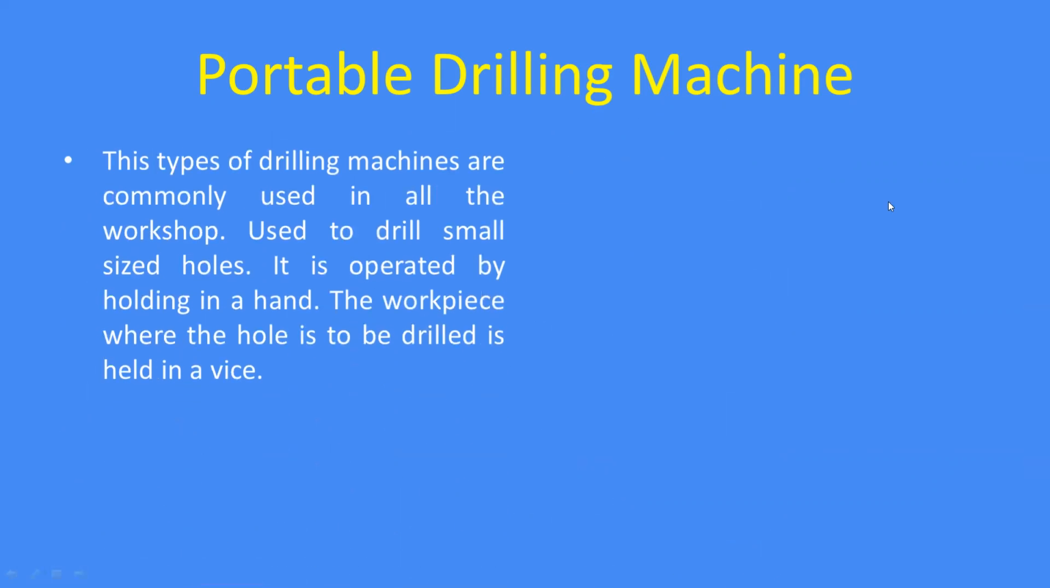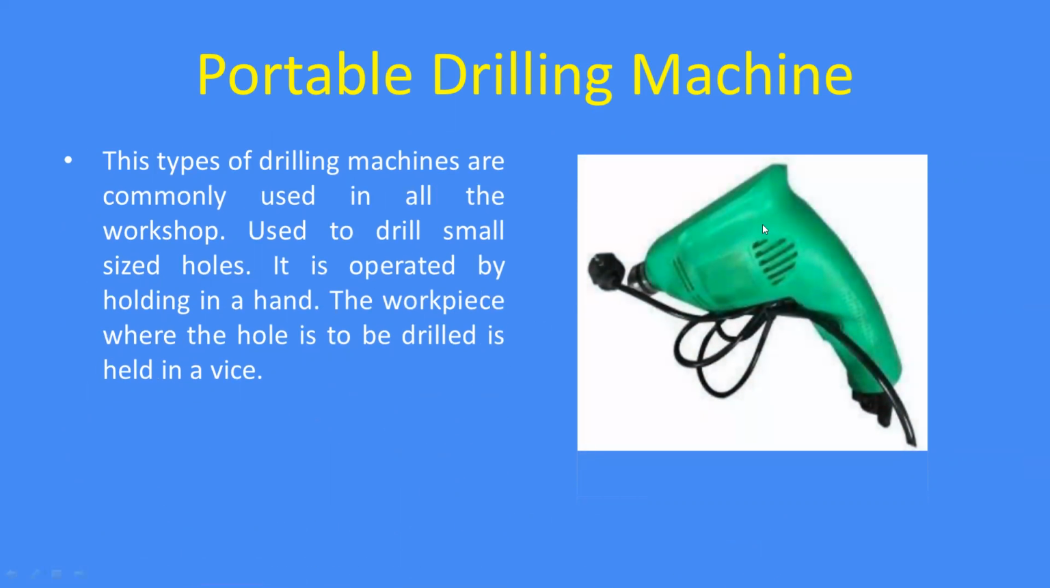Now we are going to discuss the summary of these drilling machines. First one is the portable drilling machine. I think you have seen this type of drilling machine at your workplaces or at your houses. These types of drilling machines are commonly used in all workshops. Why are they used? They are used to drill small sized holes, and they are generally operated by hand. The workpiece where the hole is to be drilled is held in a vise.